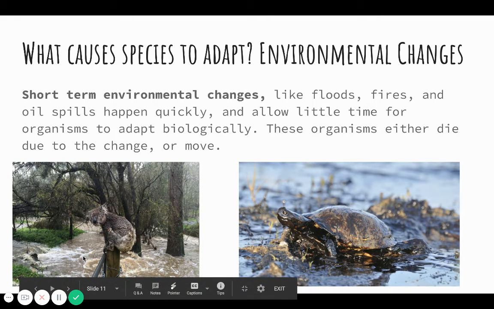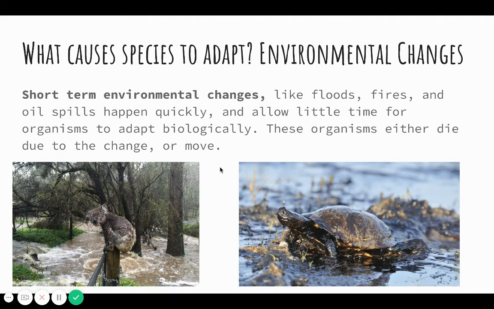So we can see an example of this with a koala here. It seems like his environment is suffering from a flood. He's probably not going to have koala babies in the next 2 weeks that are going to have fins. That's just not enough time for him to adapt biologically. So unfortunately, he will probably have to move or die due to this change.